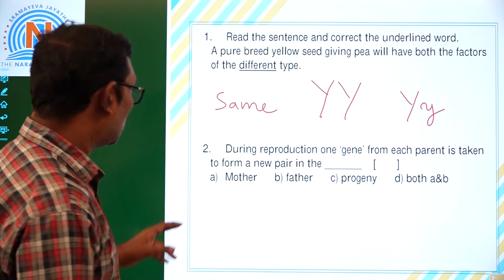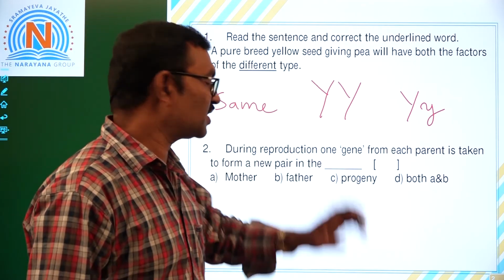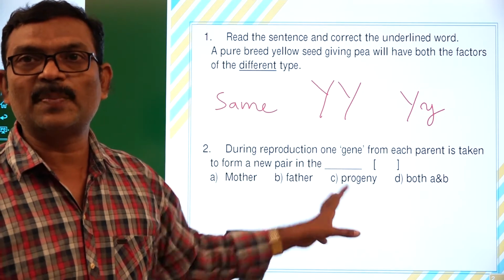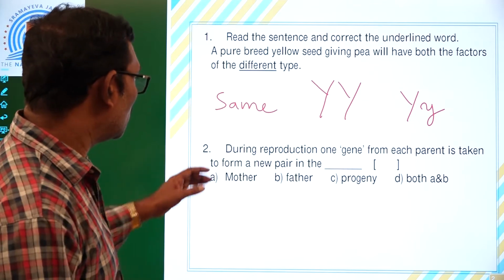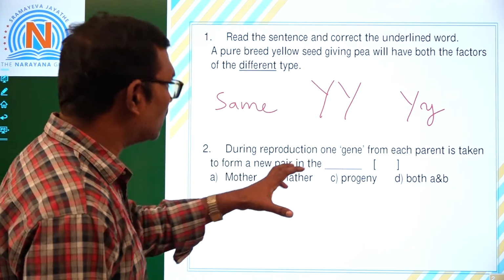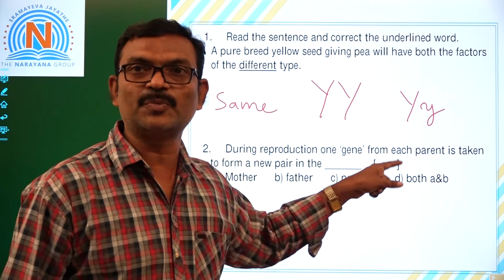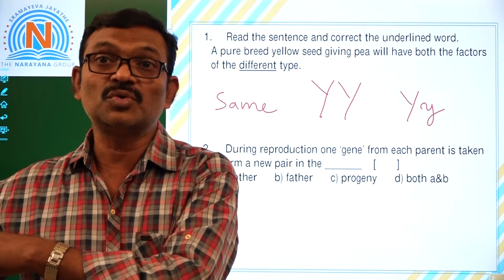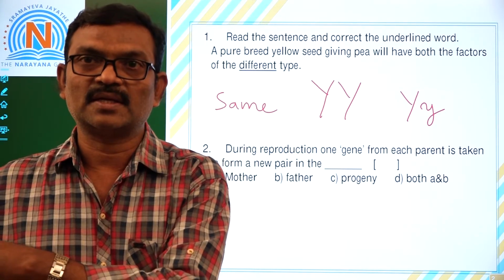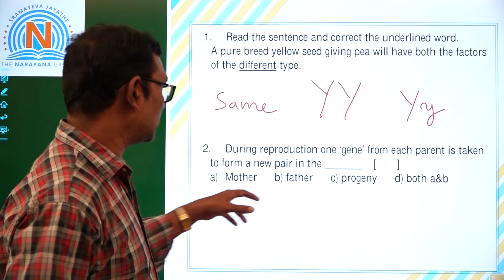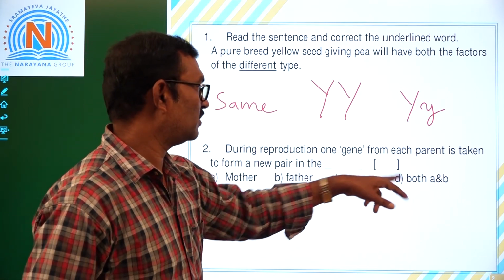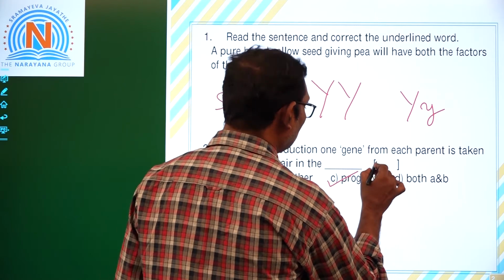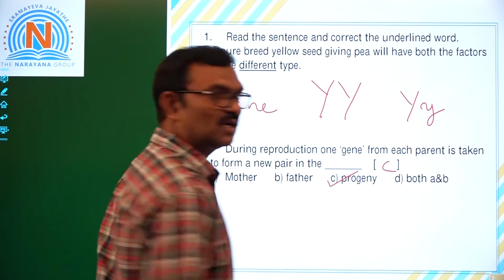Answer is same. Now the second one: during reproduction, one gene from each parent is taken to form a new pair in the. That means from parents, genes are passing to whom? To the offspring. Offspring means progeny. Options: mother, father, progeny, both A and B. Here the answer is C, progeny. Progeny means young one, offspring.